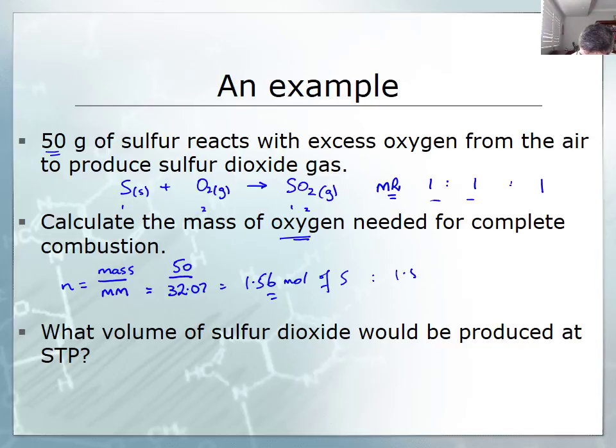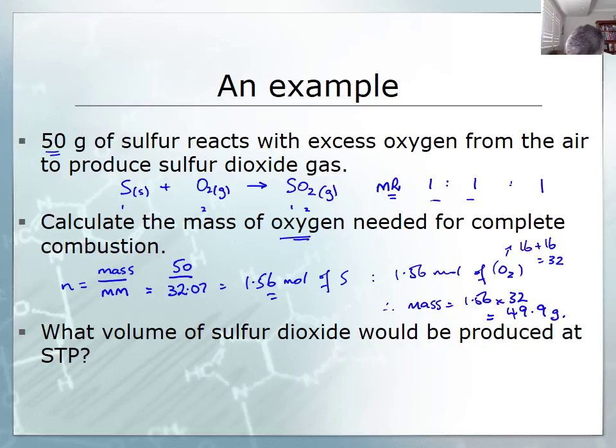requires 1.56 moles of oxygen. Now it's O2. Each individual atom of oxygen is 16, so 16 plus 16 is 32. Therefore, the mass is equal to 1.56 times 32, which is pretty close to what we had before because it wasn't very different. So 49.9 grams of oxygen are needed for complete combustion.